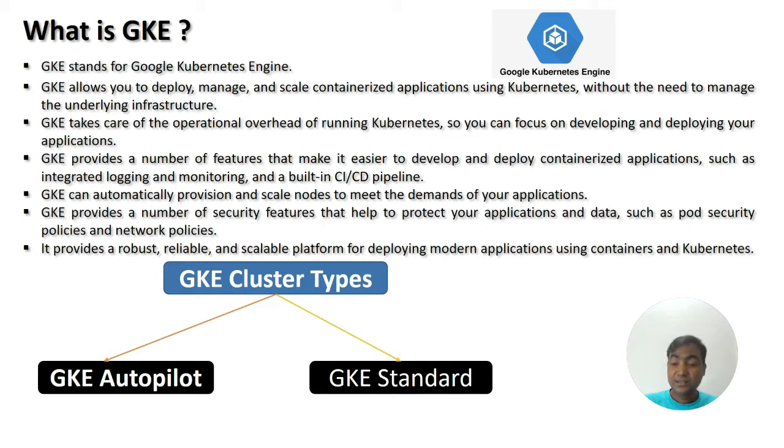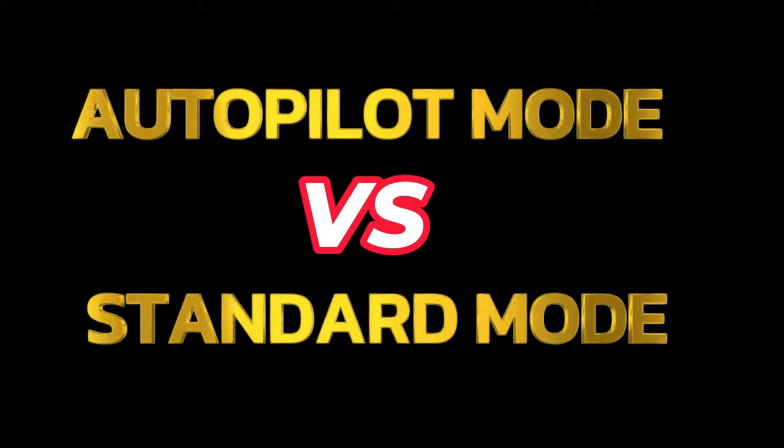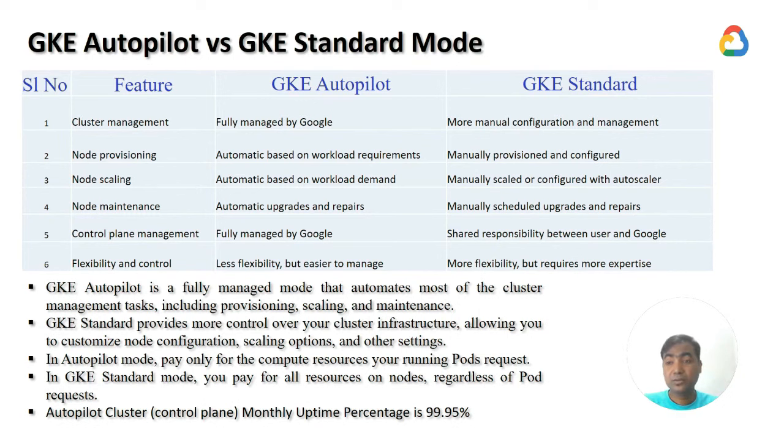As you can see here guys, GKE has two modes. One is Autopilot mode and another is Standard mode. Let's discuss more details about Autopilot and Standard mode in Google Kubernetes Engine so that you can easily understand it, and based on your project requirement you can select one. Let's discuss Autopilot mode first.